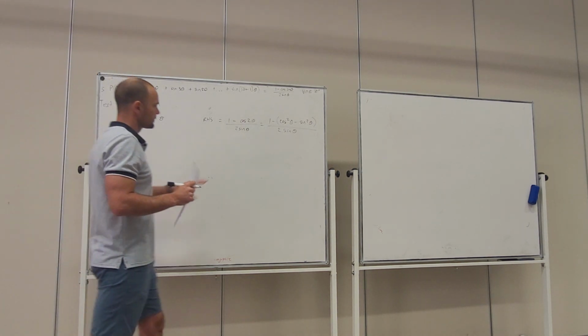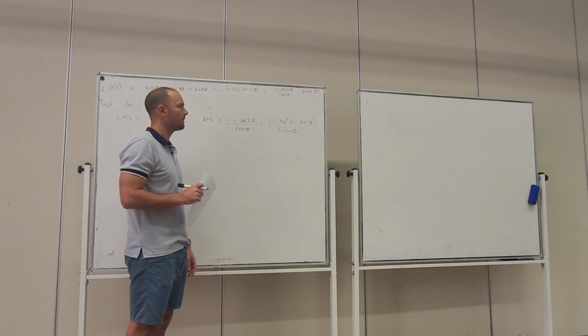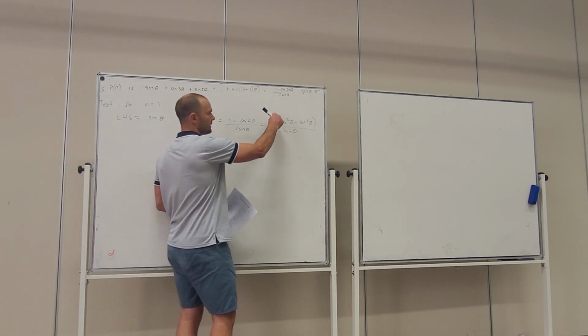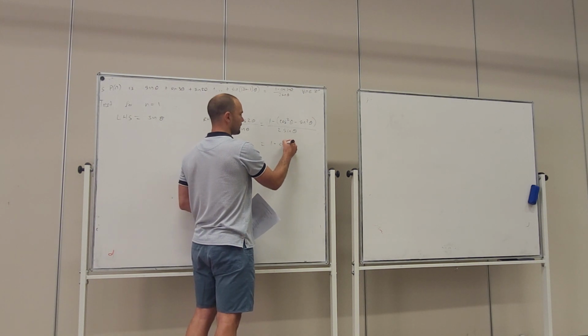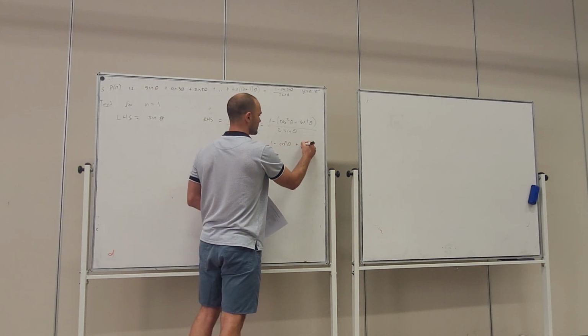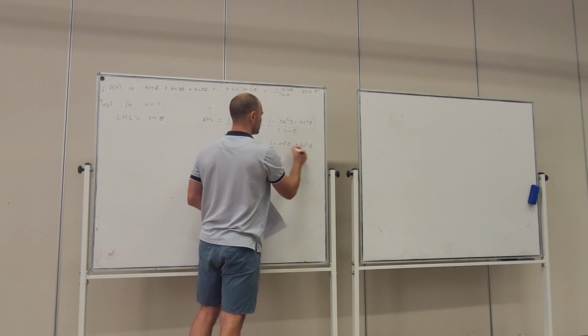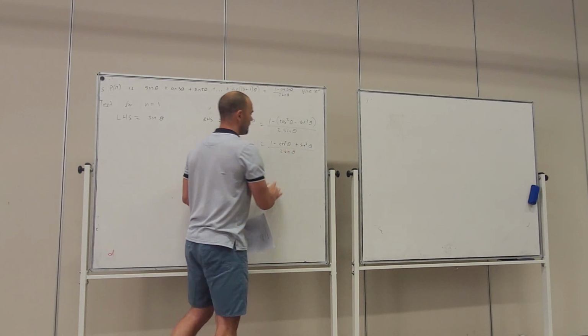Okay, so I'm going to process this a little bit now. This negative is going to distribute, so I'll do that first. We have 1 take cos squared theta plus sine squared theta on top of 2 sine theta.